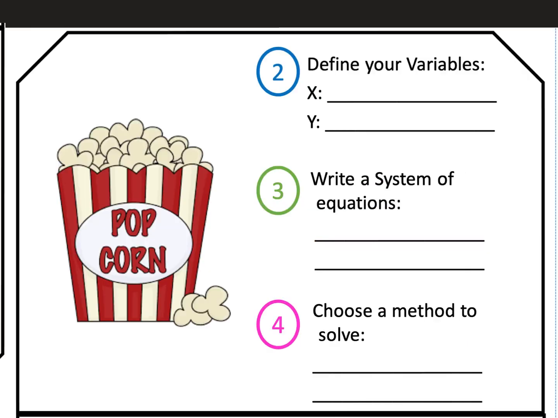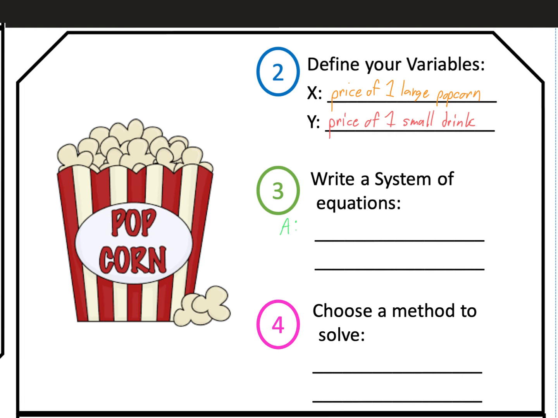Now we will use the information we highlighted to define our variables. The first question is asking us to find the price of 1 large popcorn, so we'll make that one of our variables. The second question is asking us to find the price of 1 small drink, so we'll make that our second variable. Now we need to write our system of equations.